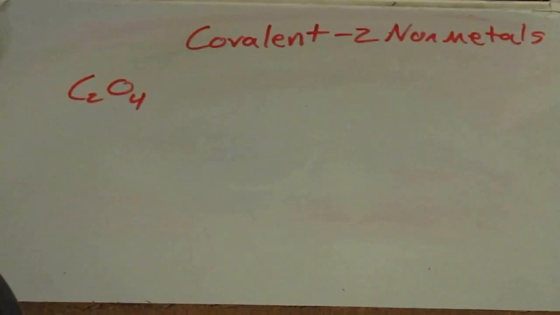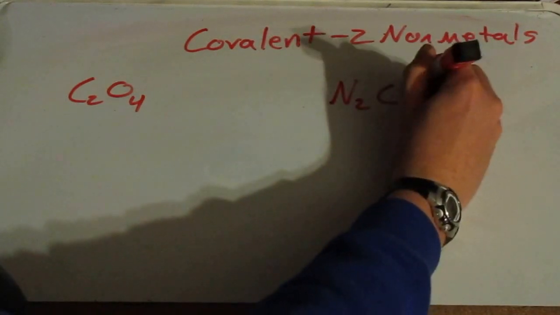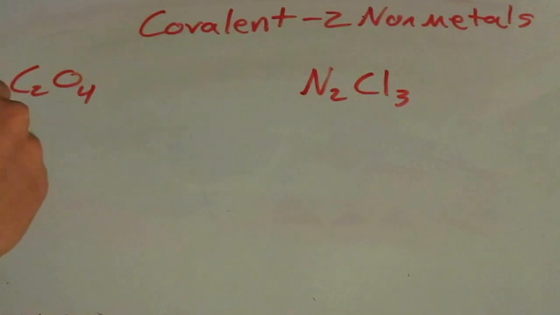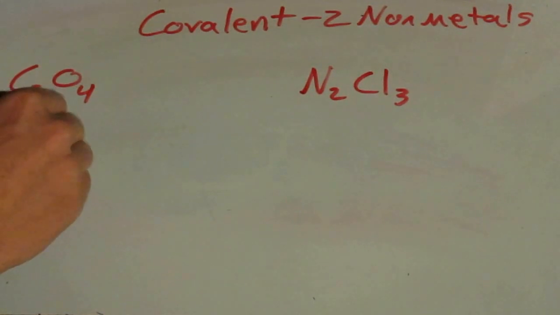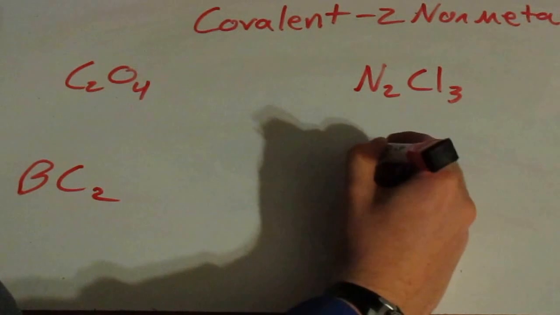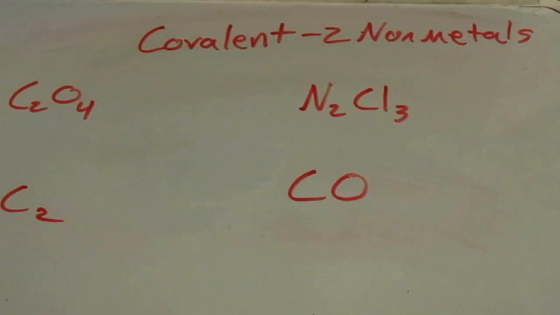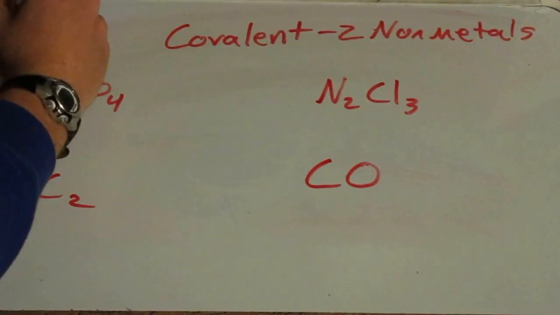You might also have something like N2Cl3. More nonmetals. You might have something like BC2. And you might have something like CO. Something just like that. With these, the big thing with covalent is you are allowed to have prefixes.